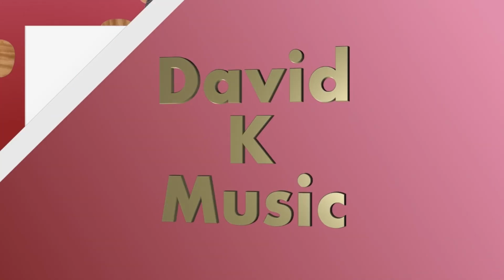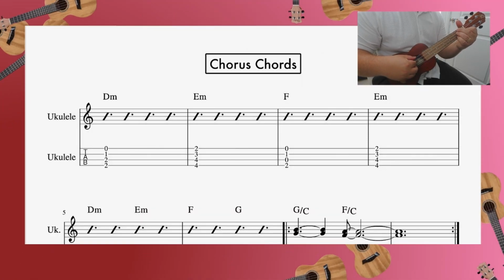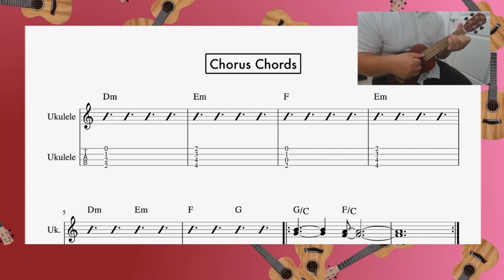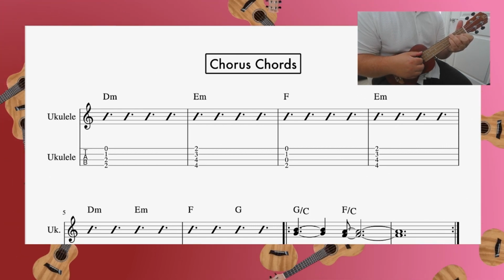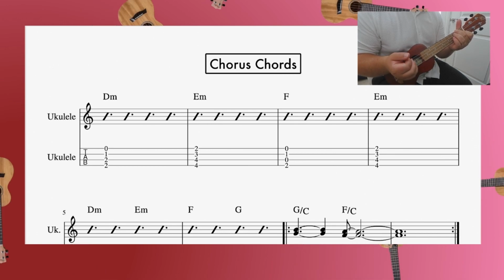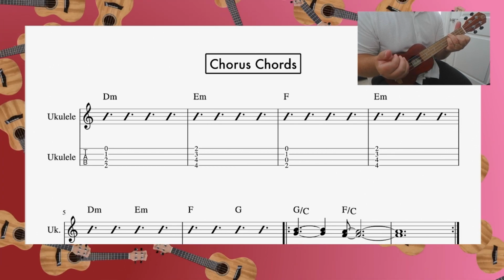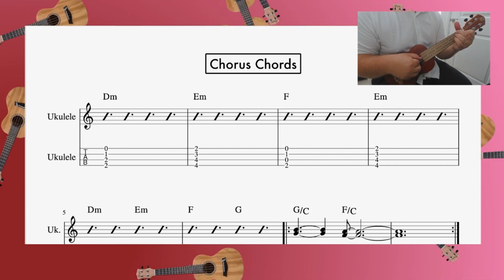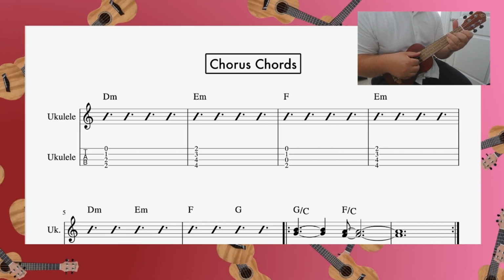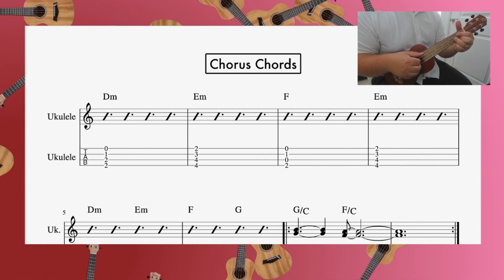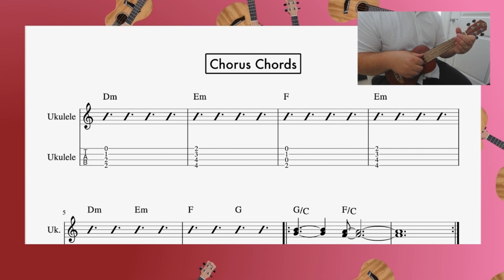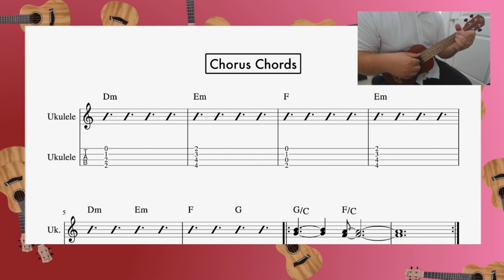So moving on to our chorus chords, we have the following. Starts on D minor, going to E minor, going to F, going back to E minor, and then we have a doubling up of rhythm. So D minor, E minor, F, G, and then back into our verse chords. So all of that by itself.